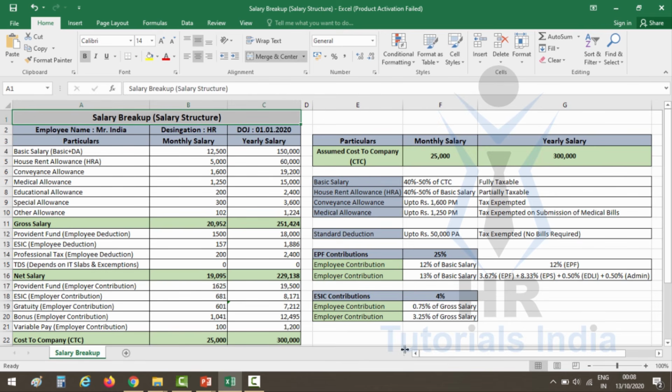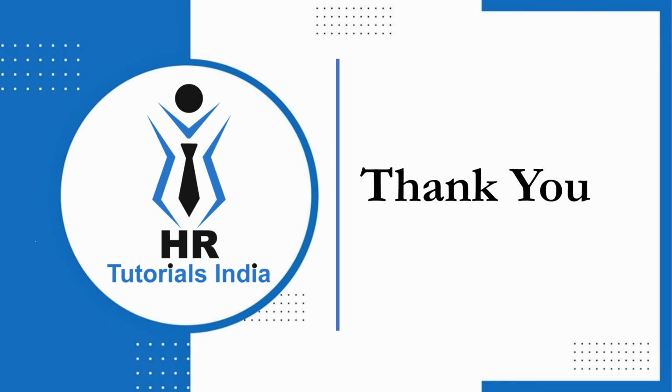So my dear friends, hope you understood what a salary breakup is and the different components of salary, and how to prepare a salary structure and how to calculate CTC, gross salary and net salary. Hope you understood the salary calculations starting from CTC, then gross salary, then net salary. All the salary components like basic salary, HRA, allowances, PF contribution, ESI contribution, TDS, professional tax, gratuity, etc.